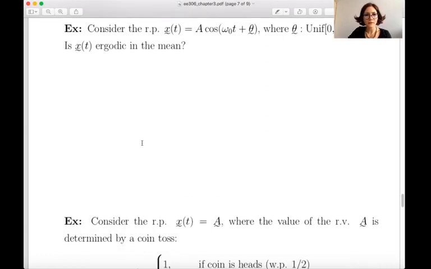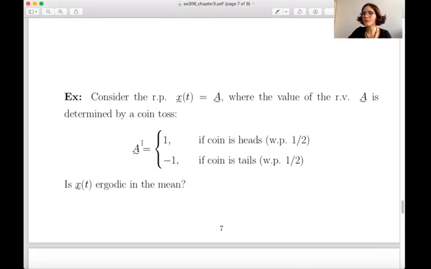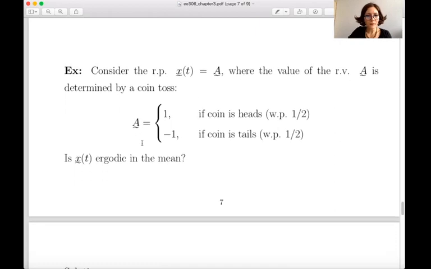Okay, so this was the first example about ergodicity in the mean. Now, second example, let's look at this one. Let's consider a random process defined in the following way. x of t is equal to A, where A is a random variable. So x of t is constant. It's equal to this random variable. It takes this value A the whole time.